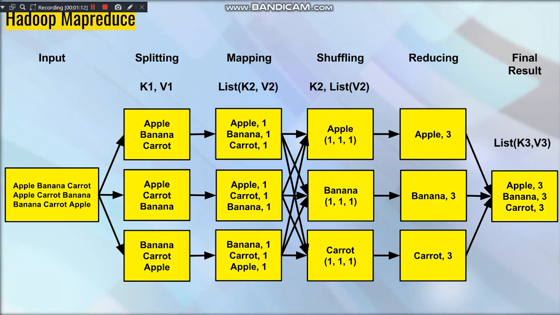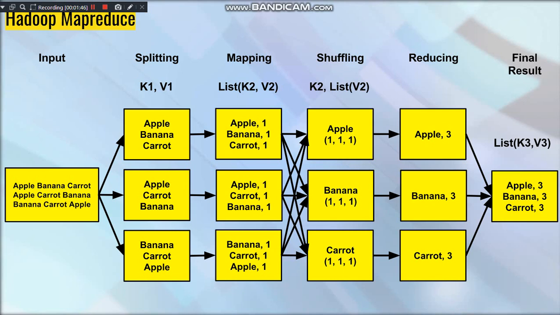So in the input, there's apple, banana, and carrot, for example. For the splitting phase, it will split the data into key 1 and value 1. In the mapping phase, it will categorize the key 1 and value 1 into a list of key 2 and value 2. With that, it will start to shuffle to key 2 and a list of value 2, which will be bound to the key 2.